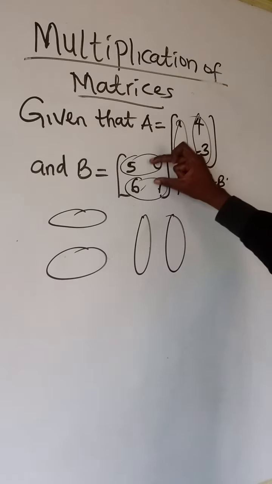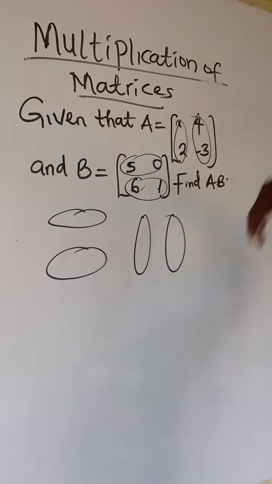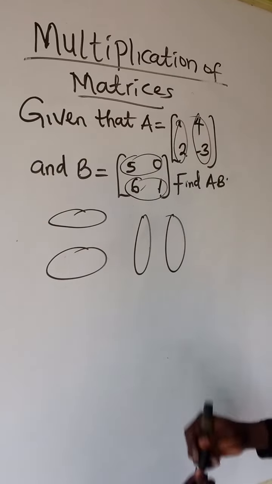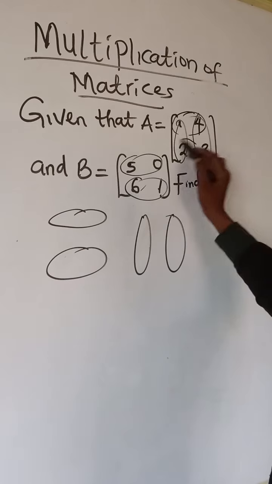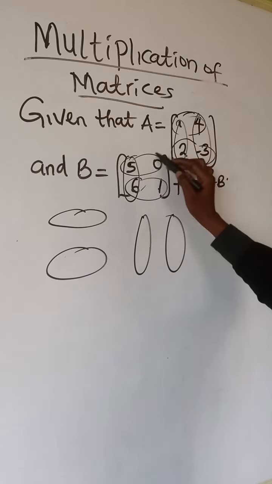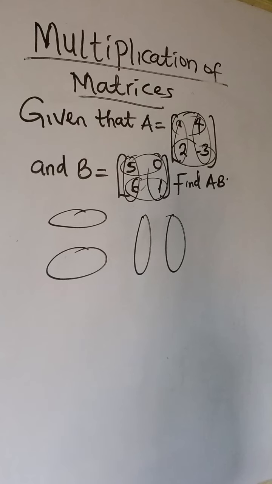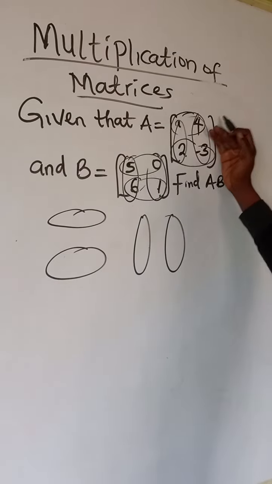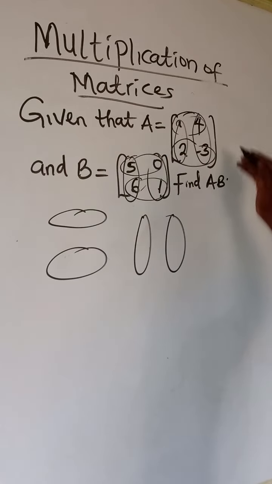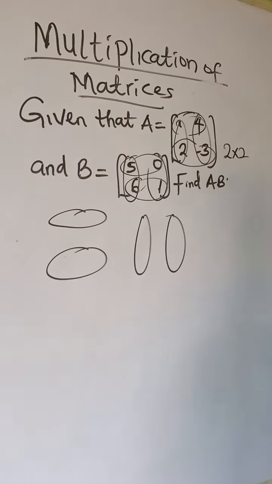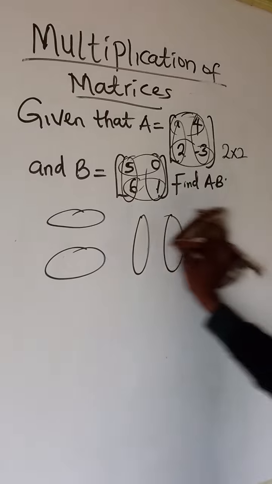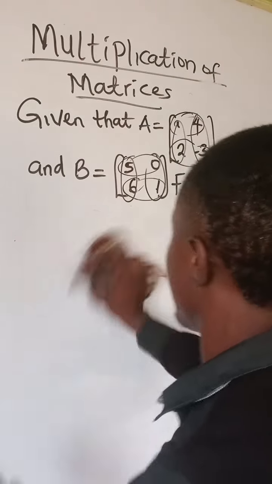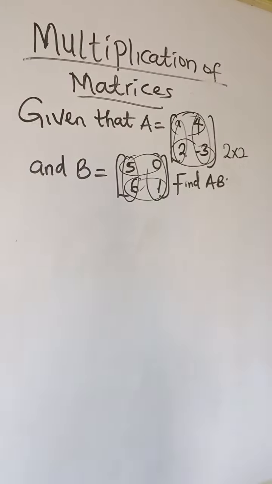So here the number of rows in this B is equal to the number of columns, and also here the number of rows are also equal to the number of columns. So there are 2 rows here and 2 columns here, and there are 2 columns here and 2 rows here. So that means they are both 2 by 2 matrices. And because they have the same rows and columns, then we can use matrix multiplication to solve this.